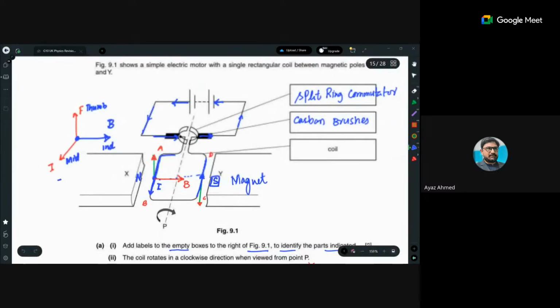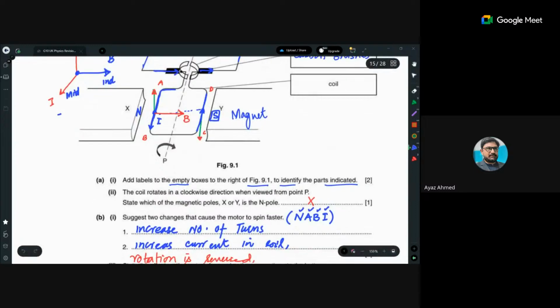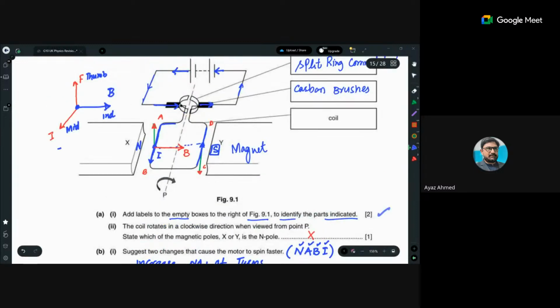So if I just show you this one, the first one, labeled, is done. Then state the magnetic poles: X or Y is north. So which one is north? Because the coil is having the current from A to B, because I have labeled sides A, B, C, and D. So if I consider the side near the X pole, the current is coming from A to B. So force is where? Force is in the upward direction.